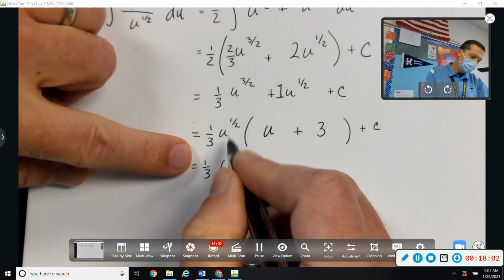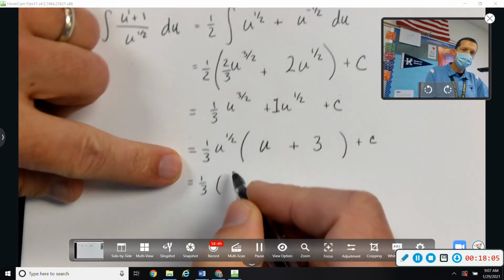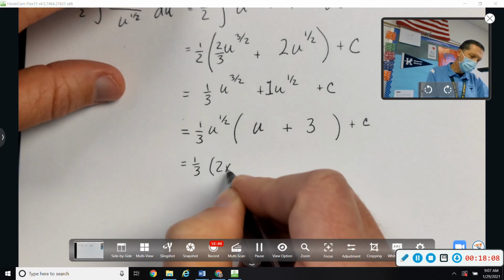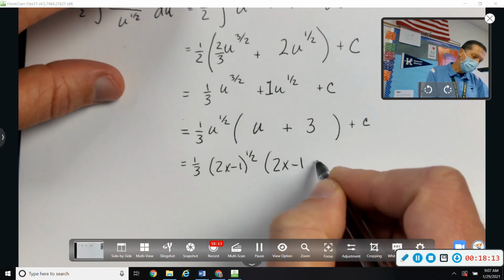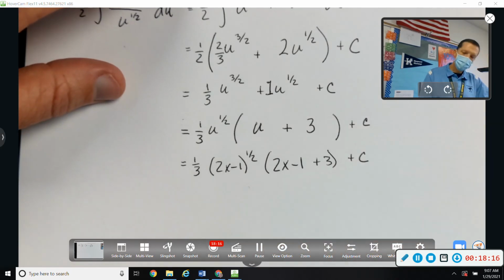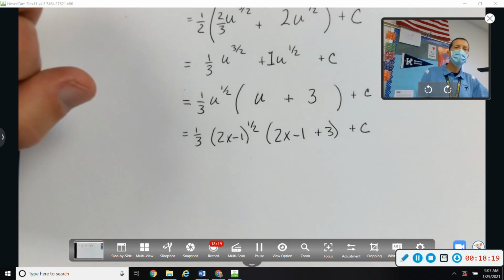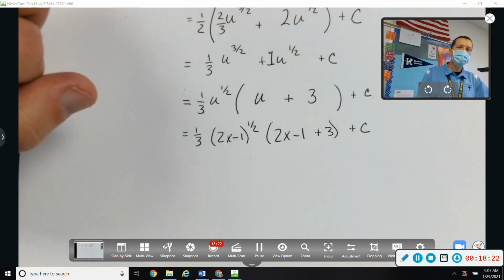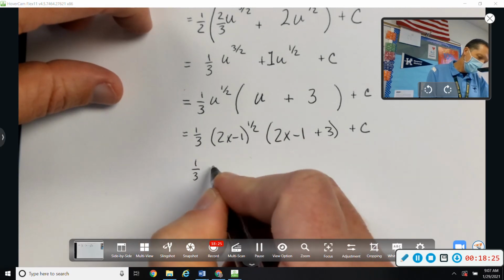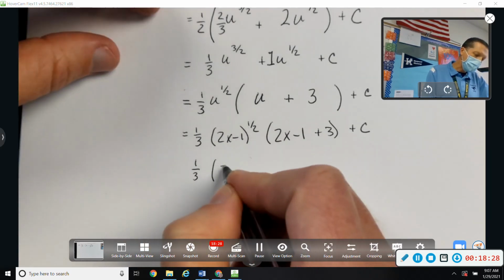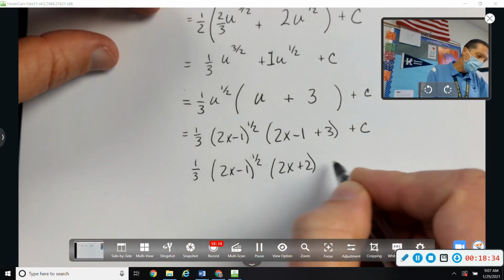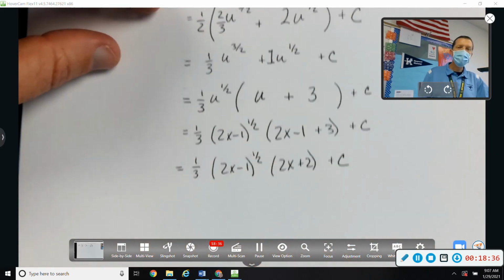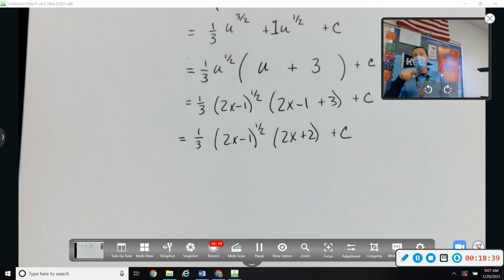So 1/3 u, look back at the top here, u is 2x minus 1. So 2x minus 1 to the 1/2 times 2x minus 1 plus 3. It is a safe stop, and we could have safe stopped this long ago. The trouble is, on a multiple choice test, do you recognize when they keep going with their algebra? That won't be the multiple choice answer, because there's one more thing I can do.